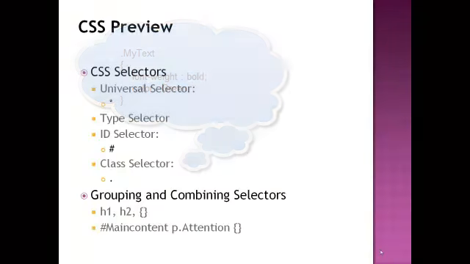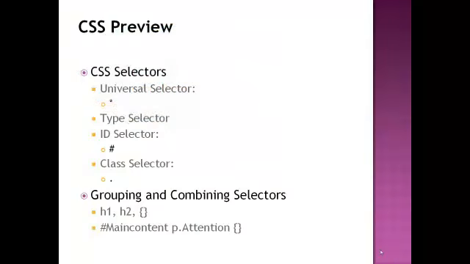Grouping and combining selectors can also be done with cascading style sheets. If I wanted to have several, for example, headings, H1, H2, H3, and so forth, to have specific styles, I could group them together and separate each tag name with a comma, and then define the styling in them.